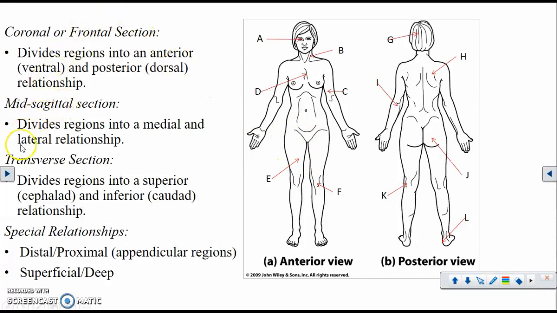Note that in all of these relationships, you have to have two regions to compare. You cannot say the sternal region is anterior. Well, what is it anterior to? Because if you think about it, the umbilical region is also anterior. So you actually have to make a specific relationship in this case.